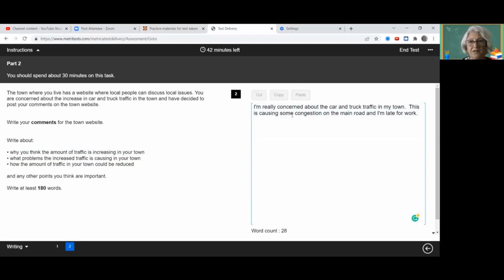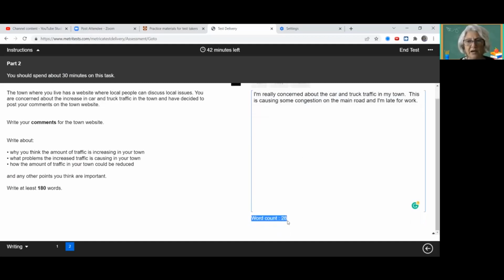I wrote that it's causing some congestion. And how the amount of traffic, so the solution, how can this be resolved? So before you start typing on this part itself, you want to write it on a piece of paper and get your ideas on a piece of paper. Now notice at the bottom here, it does tell you how many words you have. I have now 28 words, but I need at least 180 words, minimum 180 words.